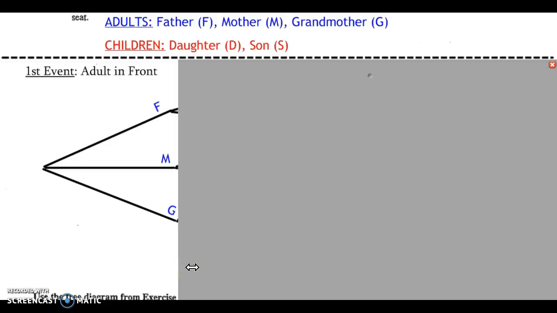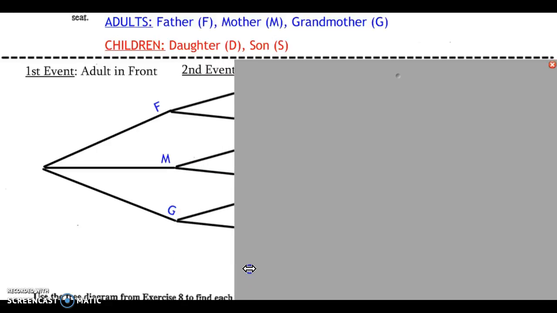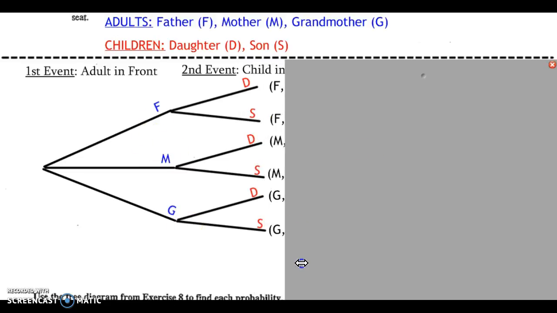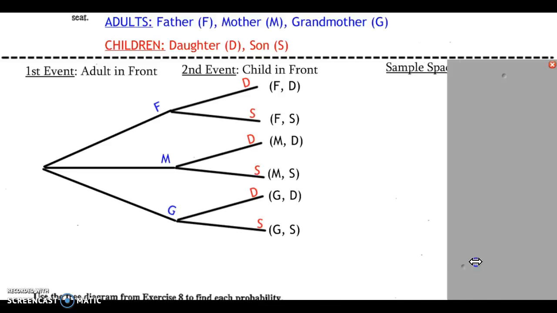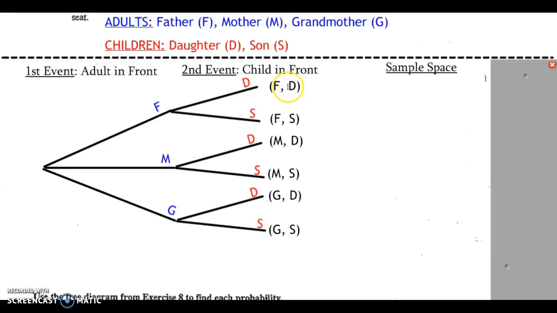And then after that, there is a second event. After you choose the adult in the front, of course you must choose the child. So it's either the daughter or the son. Then, last but not least, our sample space is all of these different lists. And that stands for father-daughter, father-son, mother-daughter, mother-son, grandmother-daughter, and grandmother-son.